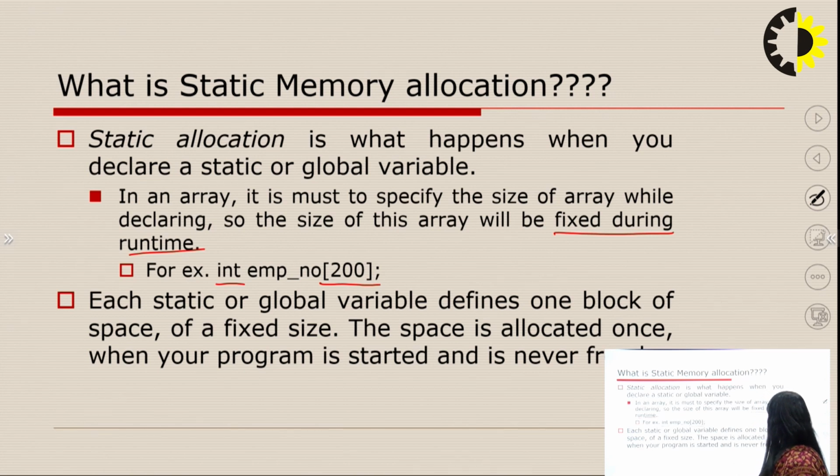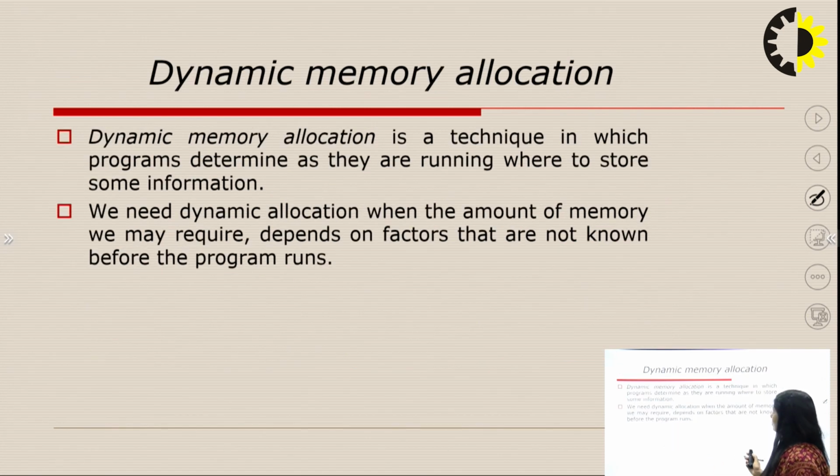The space is allocated once when your program is started, and the major drawback with static allocation is that the space which has been allocated is never freed. We have no option to release the memory once we are done with our execution. So here dynamic memory allocation takes place.